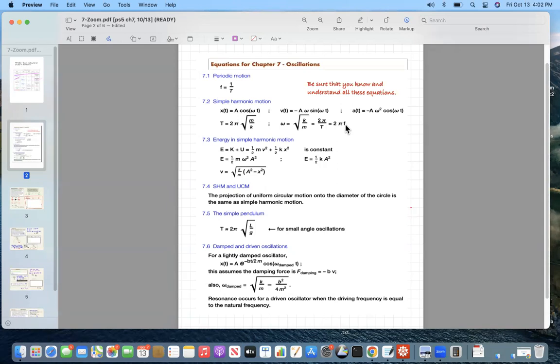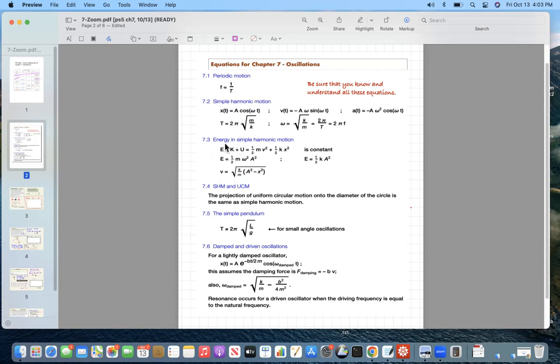It's related to the frequency. Frequency is just 1 over seconds, related by a factor of 2 pi. So here's the period of a mass and spring system.